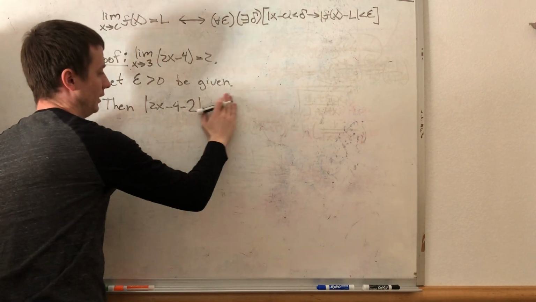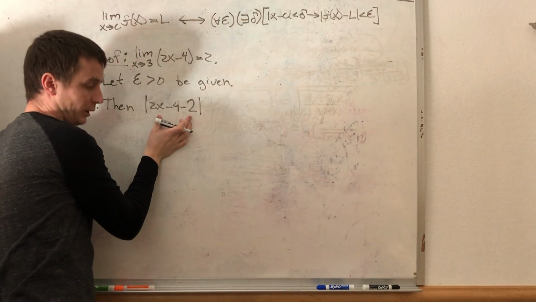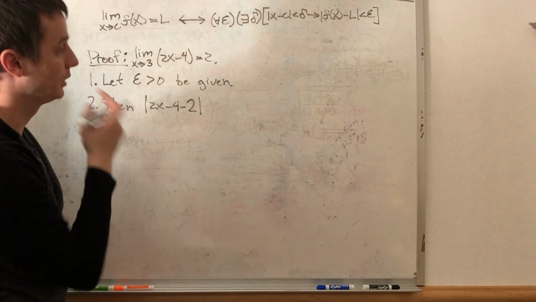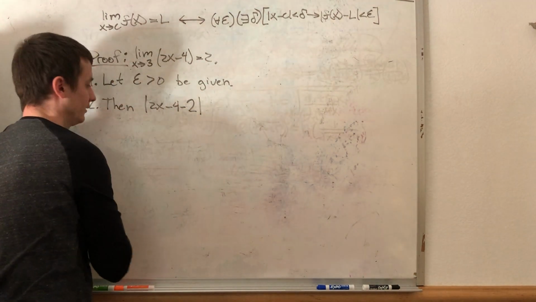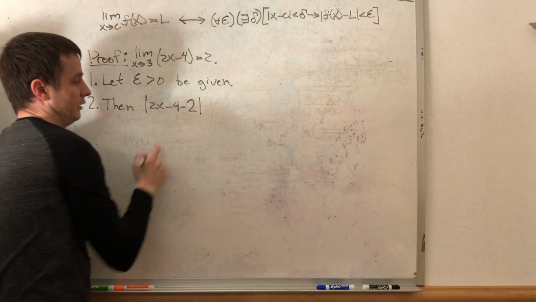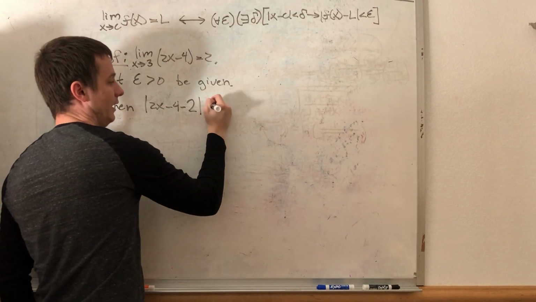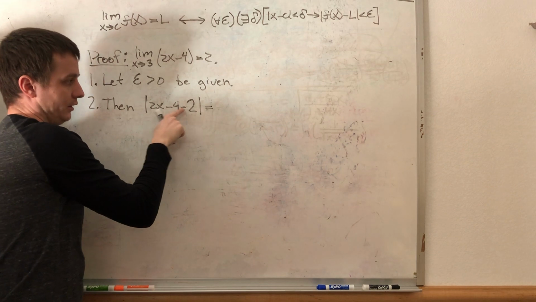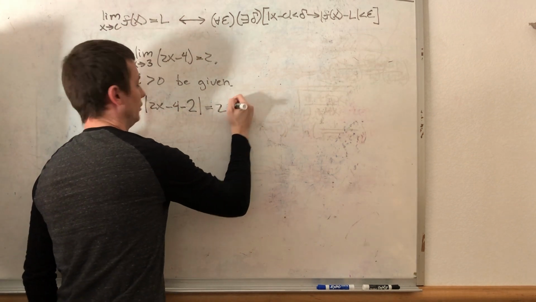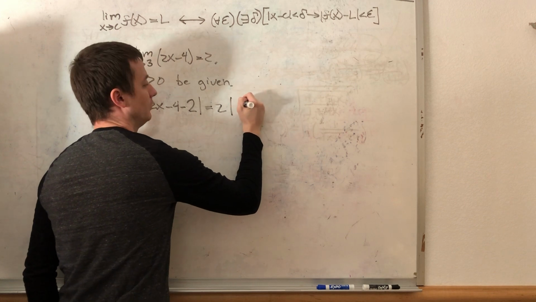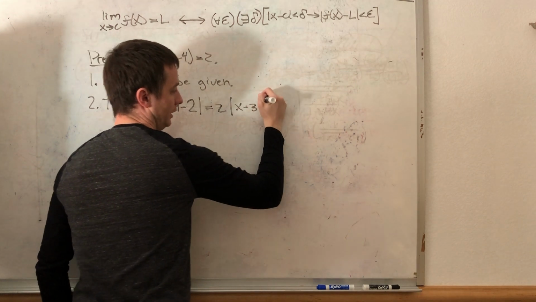Well, we don't say less than epsilon. We'll just evaluate this expression for a second and see if we can play with it and find a delta such that this being less than delta makes this less than epsilon. So 2x minus 4 minus 2, we can simplify that. That's equal to 2x minus 6, and then we can factor 2 out of the whole thing. So it's going to be 2 times x minus 3.